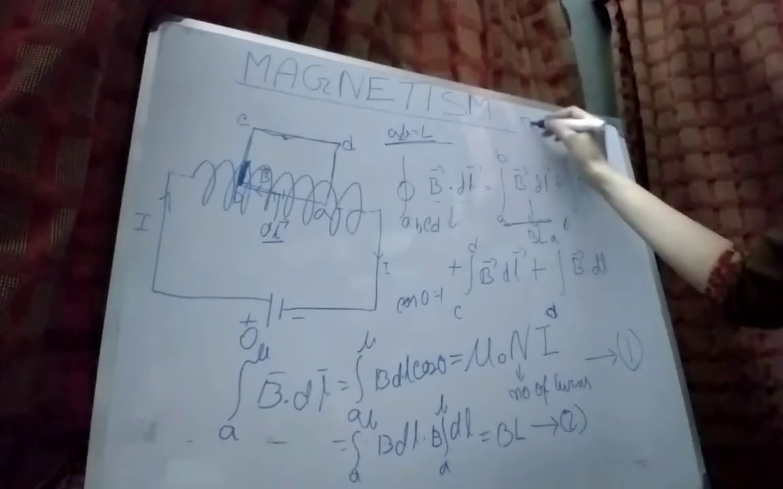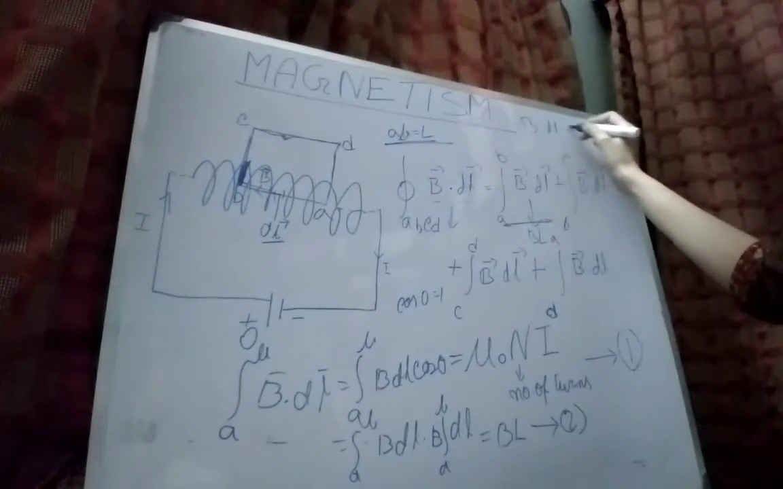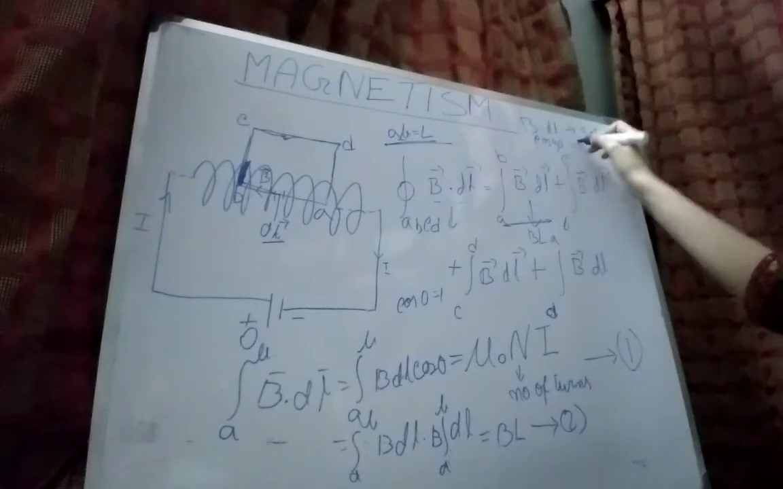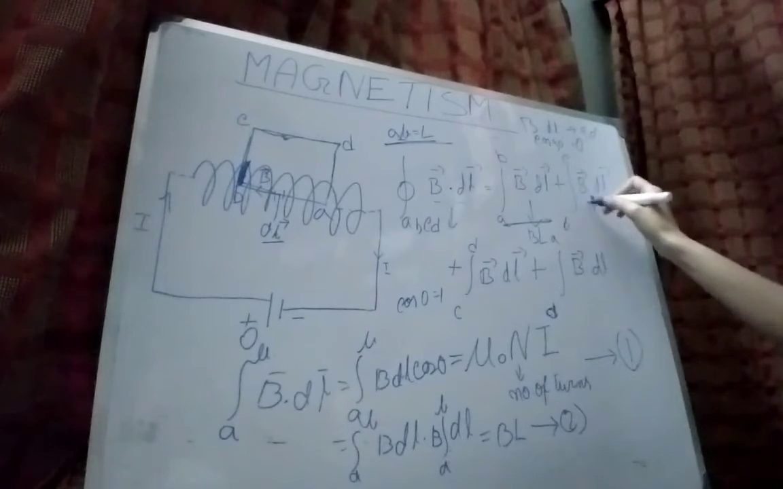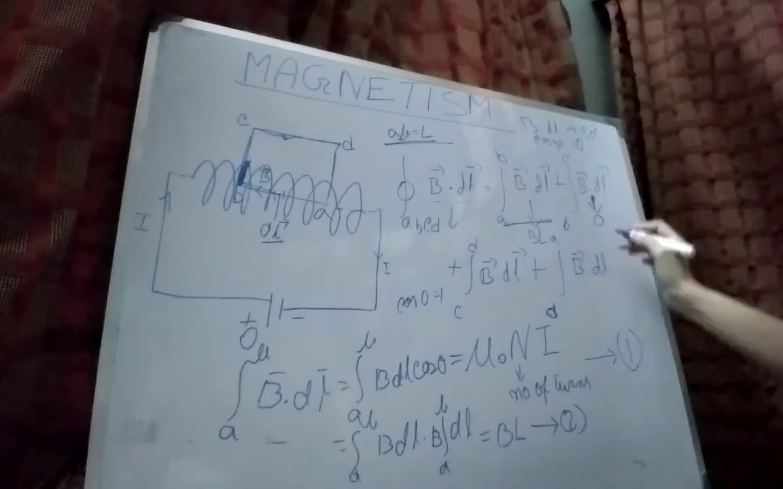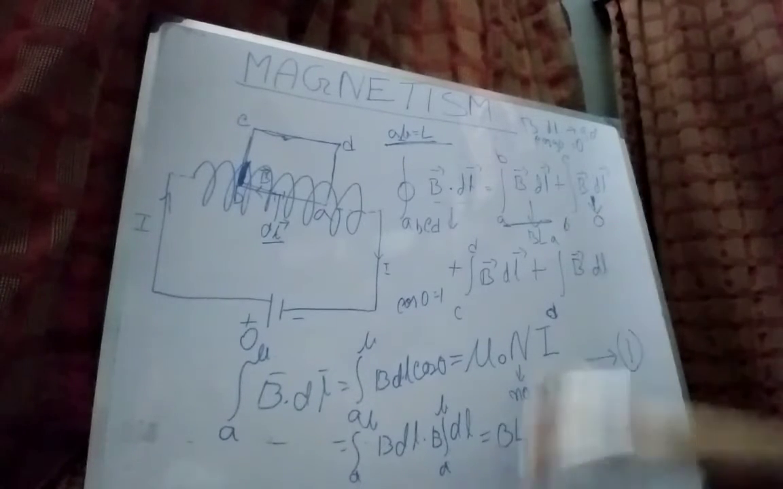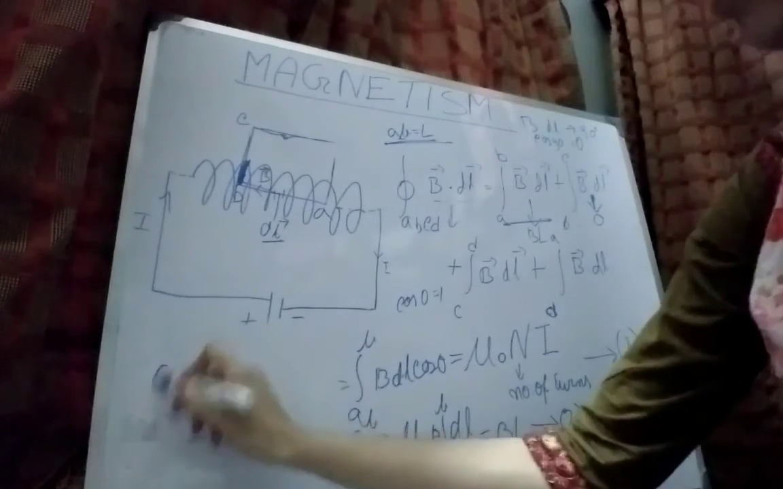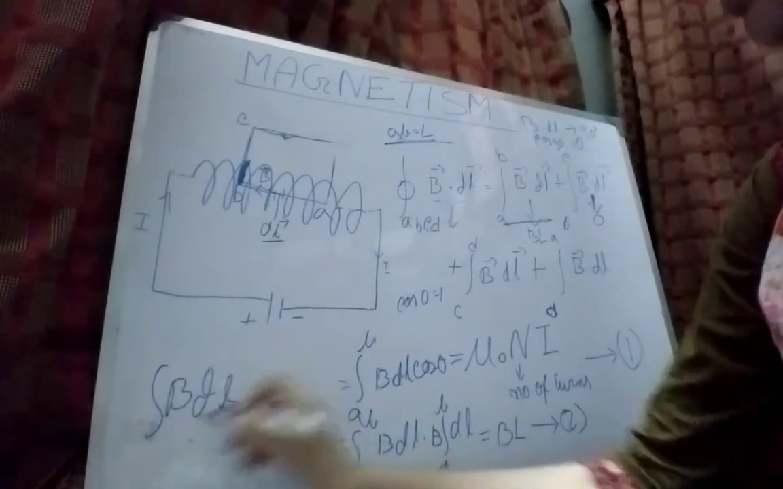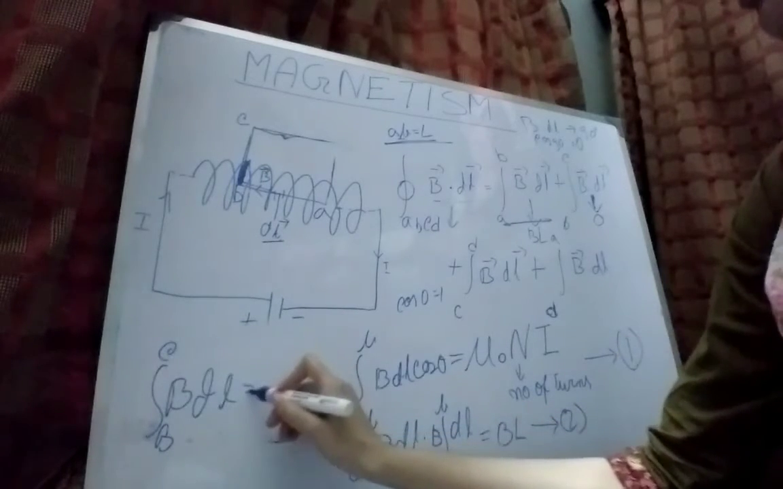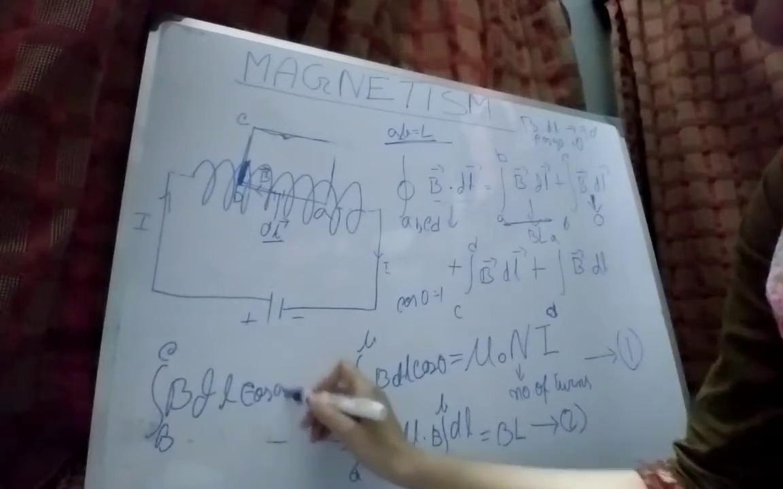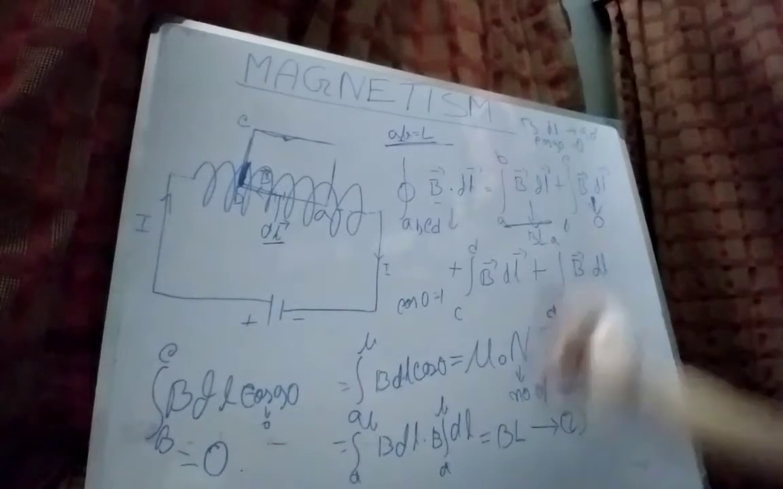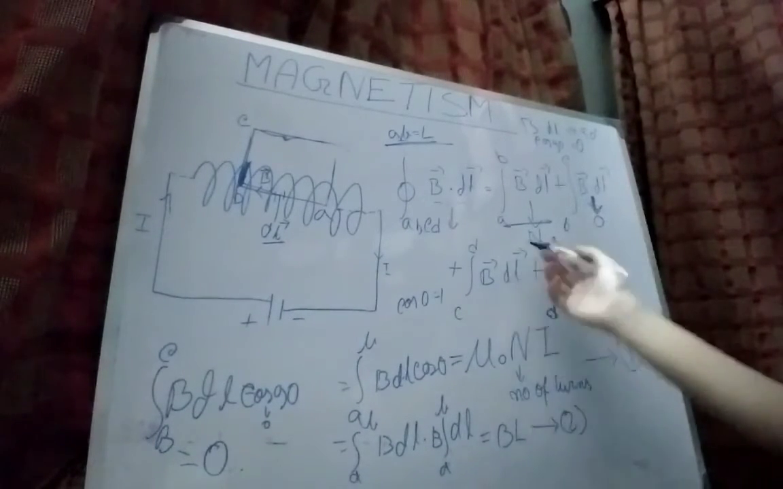So here the angle between B and dl is 90 degrees, and we know that cos 90 equals 0. So the contribution due to this portion will be 0, because it will be B dl cos 90, and as that is 0, the whole thing will turn to 0. So for this portion the magnetic field contribution is 0.